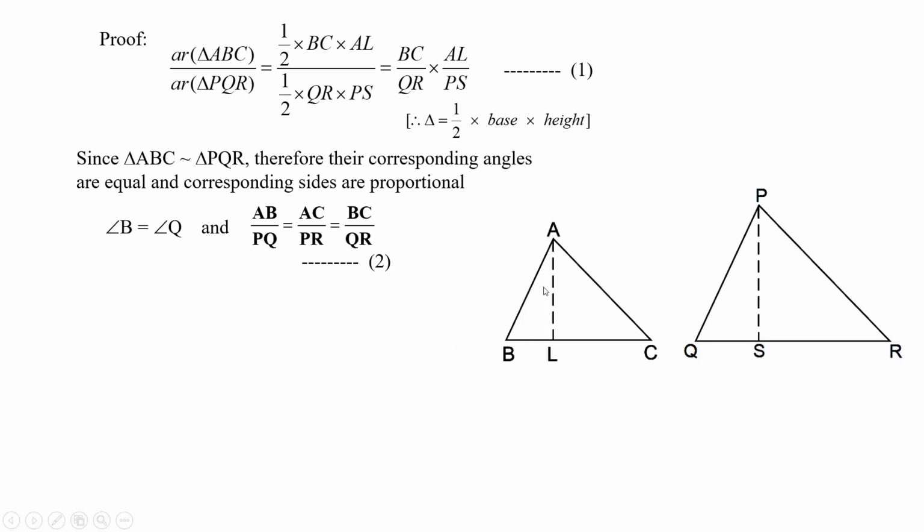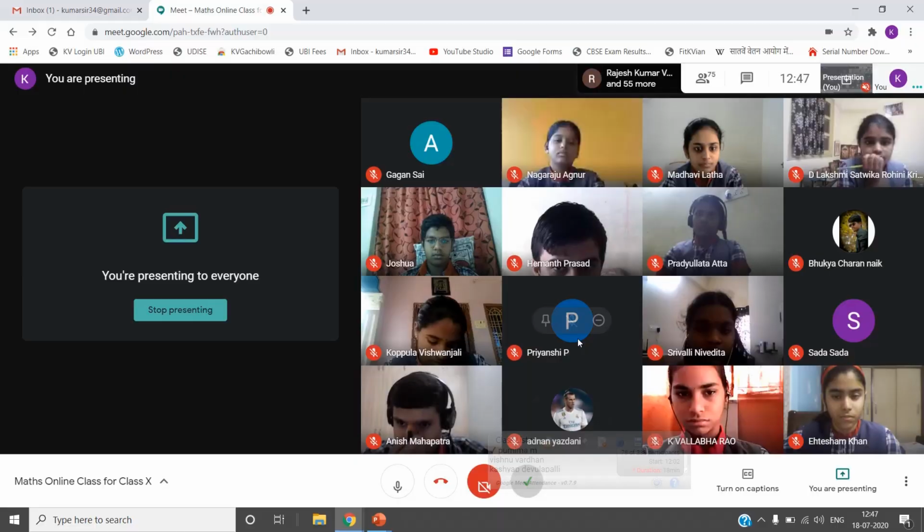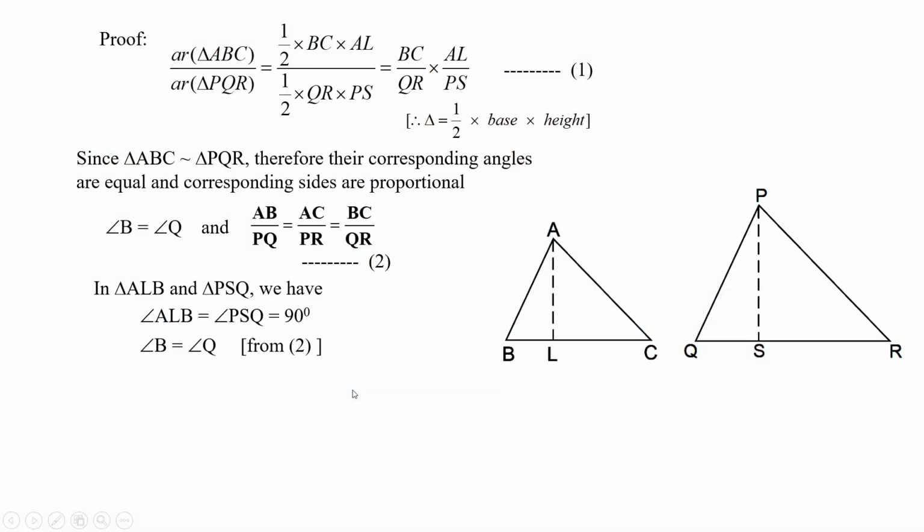Now, as I told you that I am going to prove these two triangles similar, so let us take those two triangles first, ALB and PSQ. In these, these two angles are equal, why? These two angles are 90 degrees, so they are equal to each other, and angle B is equals to angle Q from equation 2. So these two triangles are similar by which criteria? AA criteria. Right, AA similarity criteria.